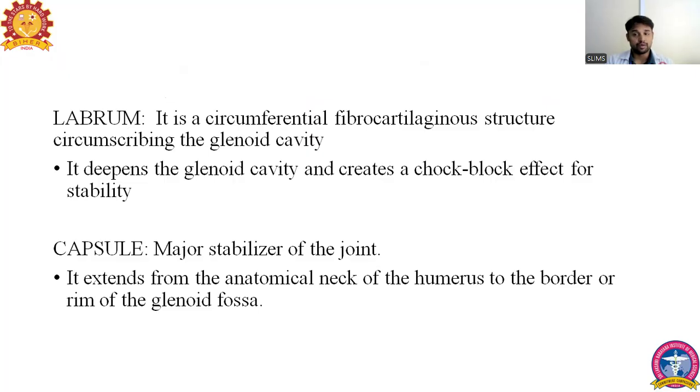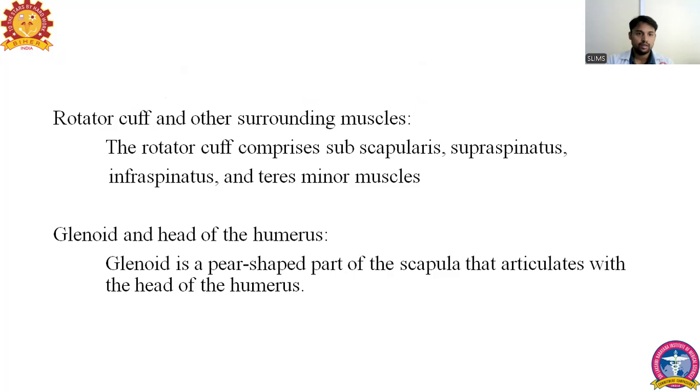The capsule is the major stabilizer of the joint and it is a tight structure. It extends from the anatomical neck of the humerus to the border and rim of the glenoid fossa. The main dynamic stabilizers of the shoulder joint are the rotator cuff muscles. There are four rotator cuff muscles present around the shoulder joint. This includes supraspinatus, infraspinatus, teres minor, and subscapularis.